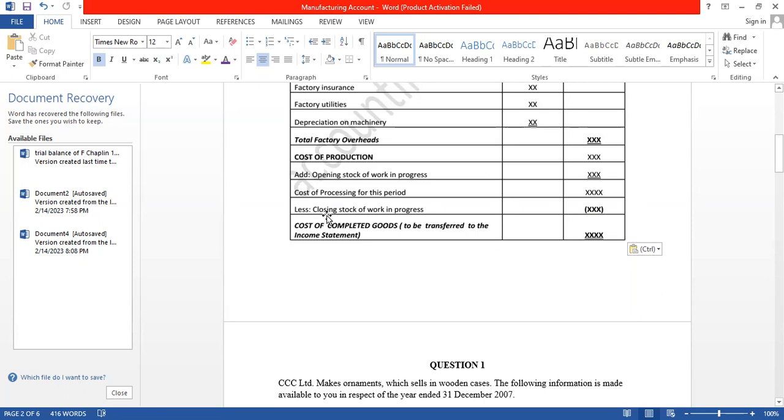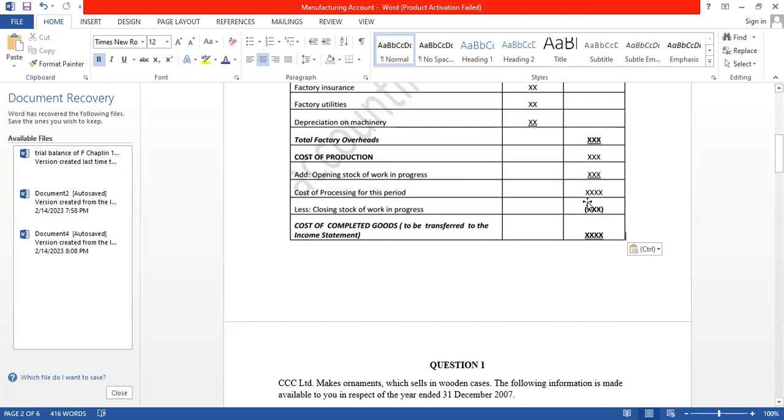Next step we're going to take is that we're going to subtract the closing stock of work in progress. So you're adding the opening stock of work in progress plus the cost of production, and that will tell you what the cost of processing for this period is. You're going to now subtract the closing stock of work in progress from the cost of processing for this period. This is it.